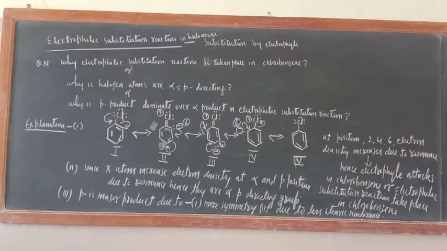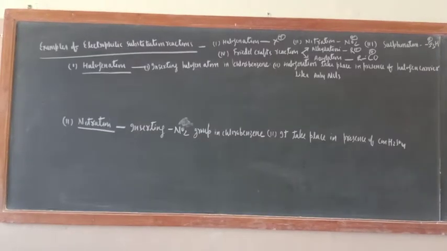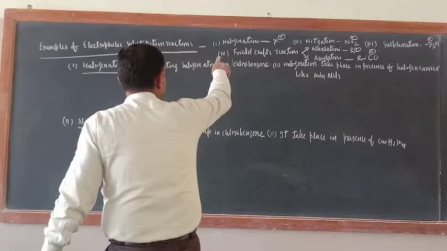Always remember, the examples of electrophilic substitution reactions are nitration, sulfonation, halogenation and Friedel-Crafts reaction. Not only in the chlorobenzene case, throughout organic chemistry, if we are talking about electrophilic substitution reactions, it means we are talking about halogenation, nitration, sulfonation and Friedel-Crafts reaction. That only, everywhere. So just see the examples of electrophilic substitution reactions. What are the examples?